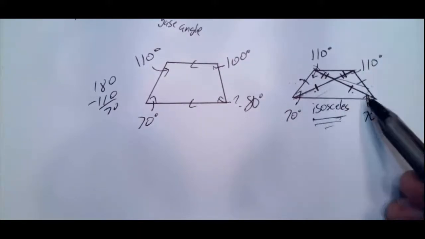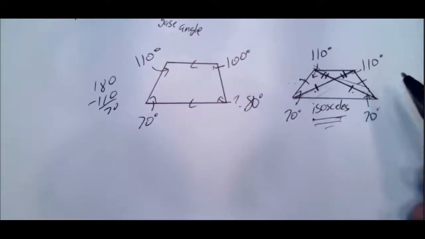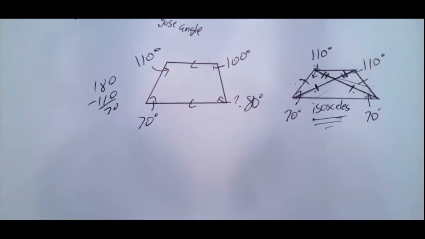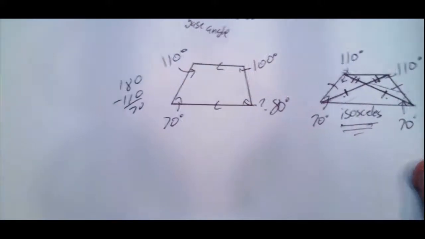And then, of course, you can see how these angles are congruent, these are congruent, and so on. And that's basically it for the isosceles trapezoid. Now, there's another thing that we need to talk about.